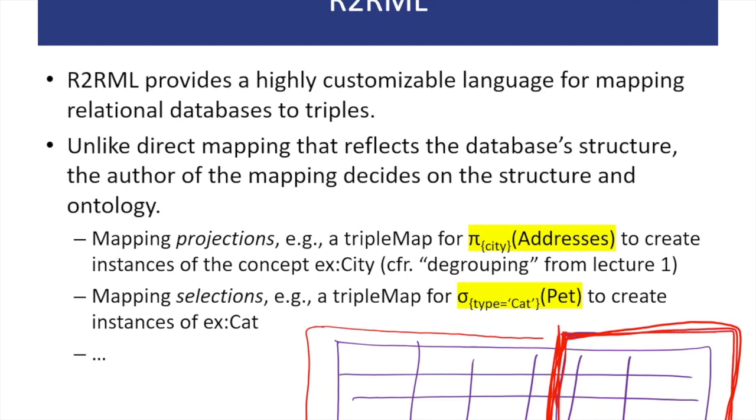Similarly, you can map selections. If you need to create a separate triples map for cats in your pet table, you can do so, and then you only select a subset of the records, and then you can create a triples map for fish if they have different properties to cats, and so forth.